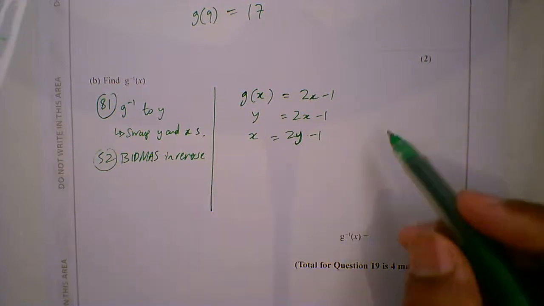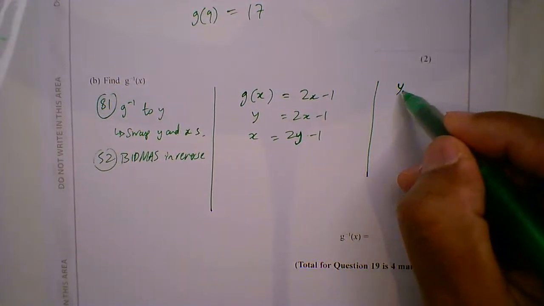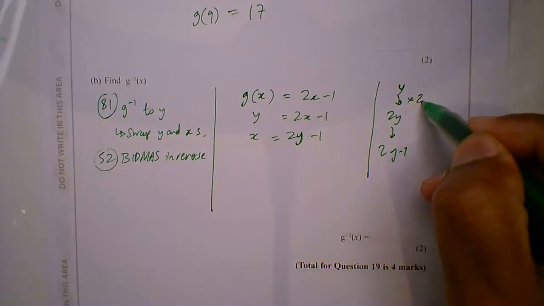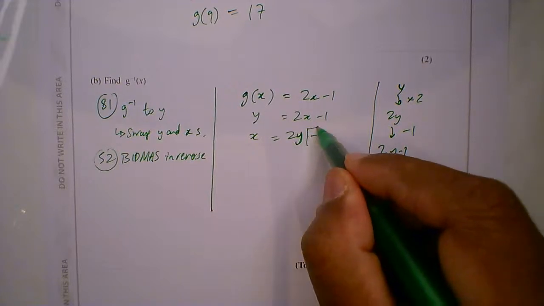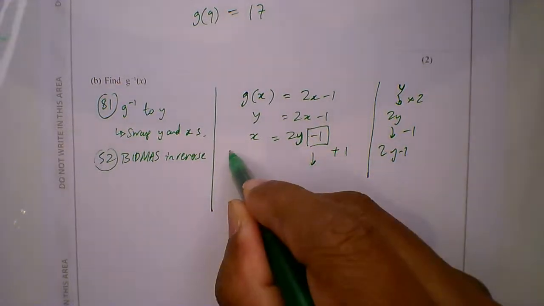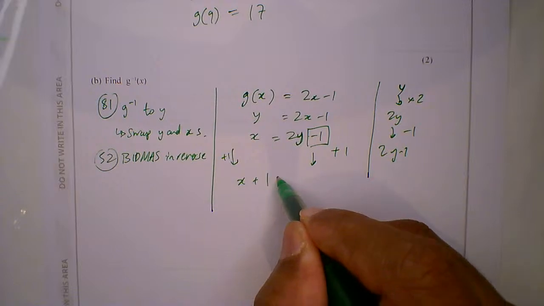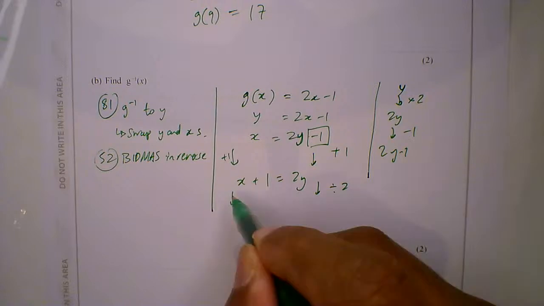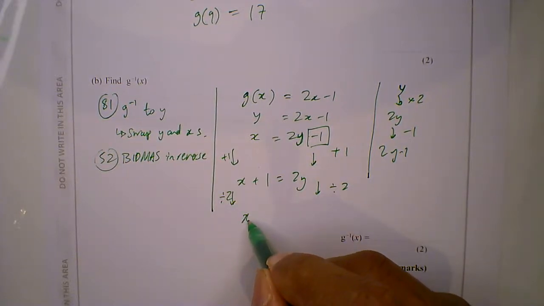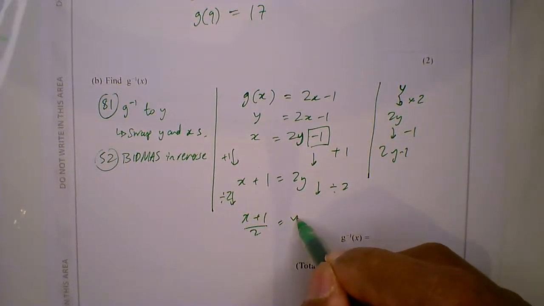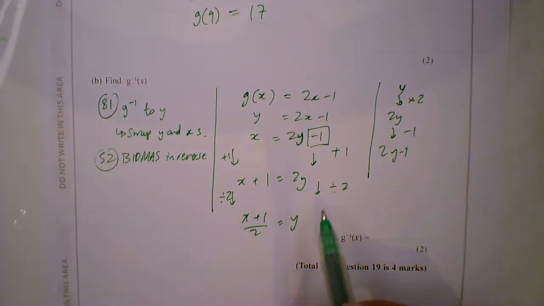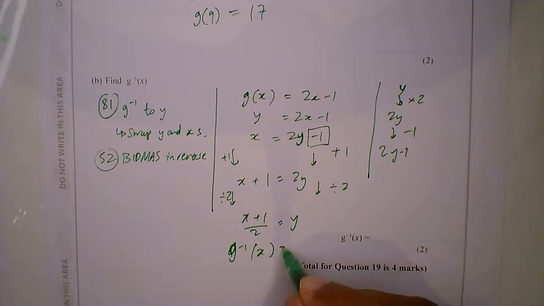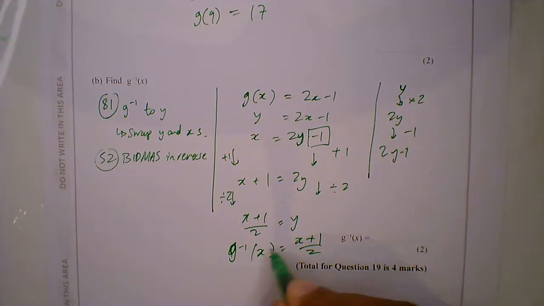Now it's BIDMAS in reverse. If you think about this, you're starting with y. How does it become 2y and then 2y minus 1? You are multiplying it by 2 and subtracting 1. So plus 1 on both sides: x plus 1 equals 2y. And then you're dividing by 2: x plus 1 all over 2 equals y. And then the final step is we put our g minus 1 back in. So g minus 1 of x equals x plus 1 all over 2.